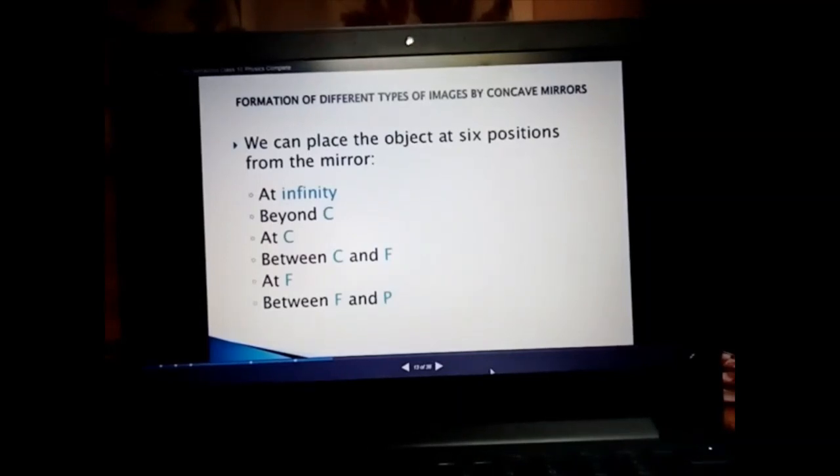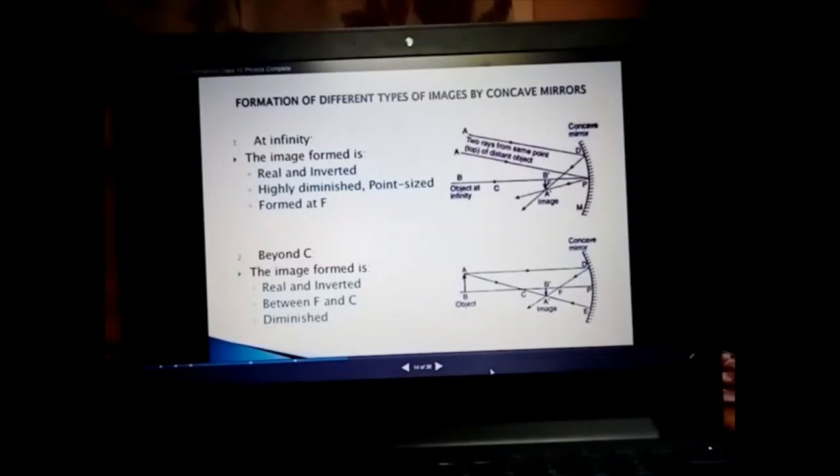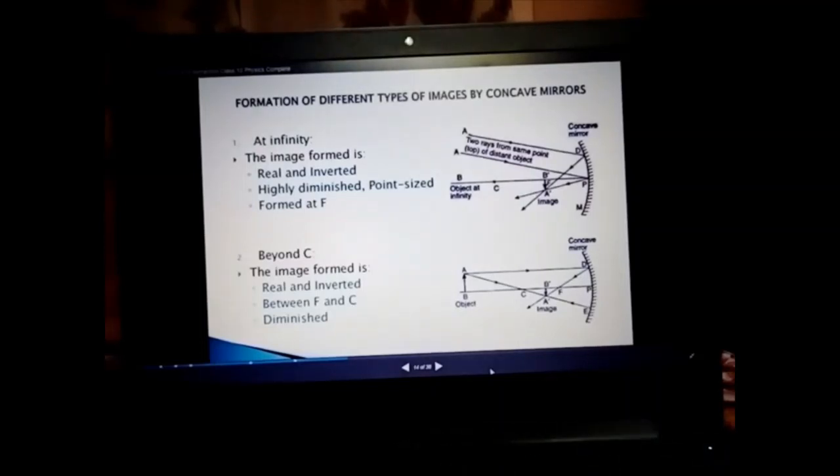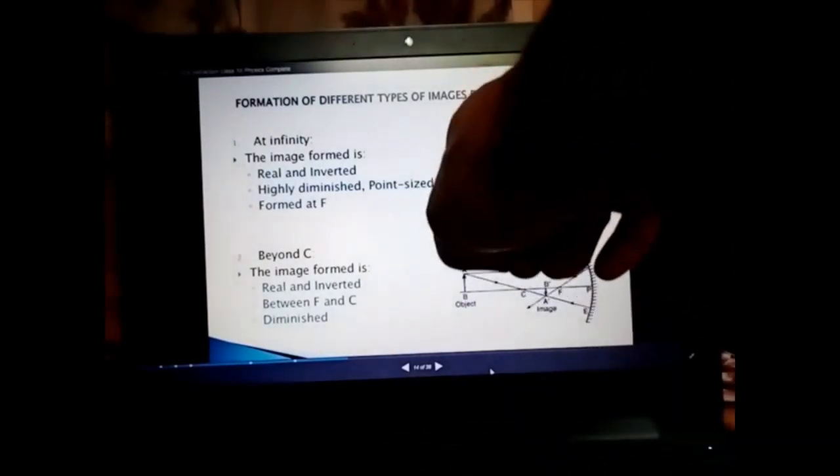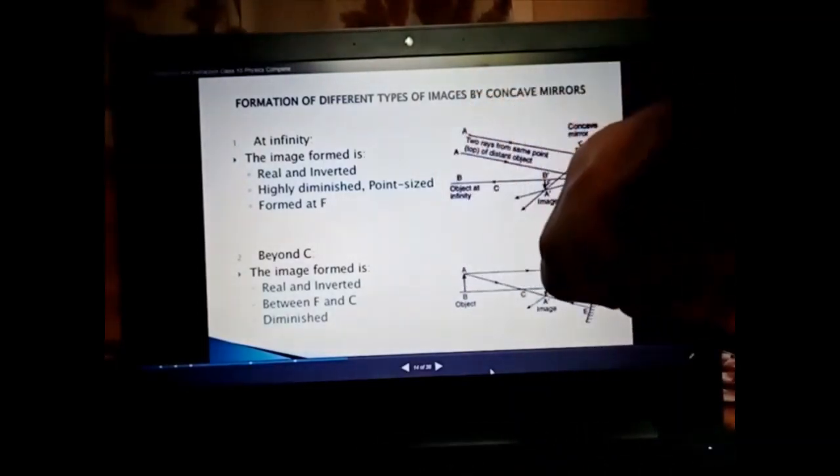So in the next slide we will be explaining with the help of ray diagrams. So the first case is that the object is placed at infinity. Here the two rays are coming, that is AD and AP.